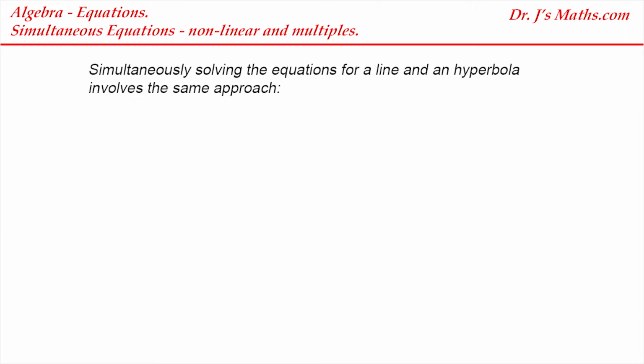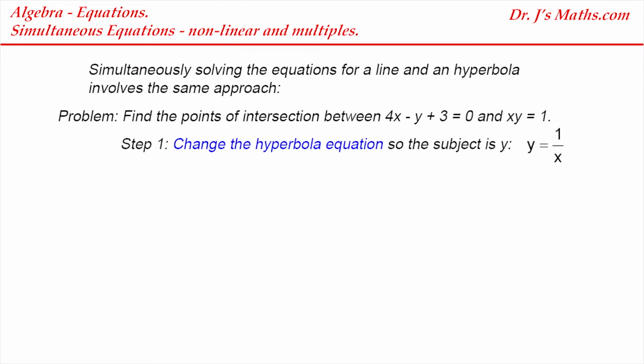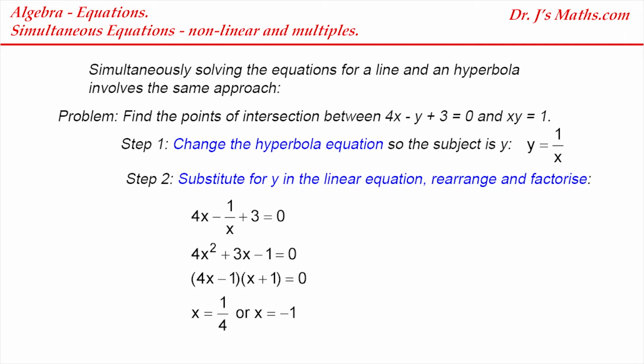We could solve simultaneously the equations for a line and a hyperbola. It's exactly the same approach, substitution. Find the points of intersection between 4x minus y plus 3 equals 0 and xy equals 1. Well, change the hyperbola equation so we isolate y, so y is equal to 1 over x. Substitute that into the linear equation, so it becomes 4x minus 1 over x plus 3 equals 0. Clear the x from the denominator: 4x squared minus 1 plus 3x, which we write round the other way, equals 0. Factorise: (4x minus 1)(x plus 1) equals 0.